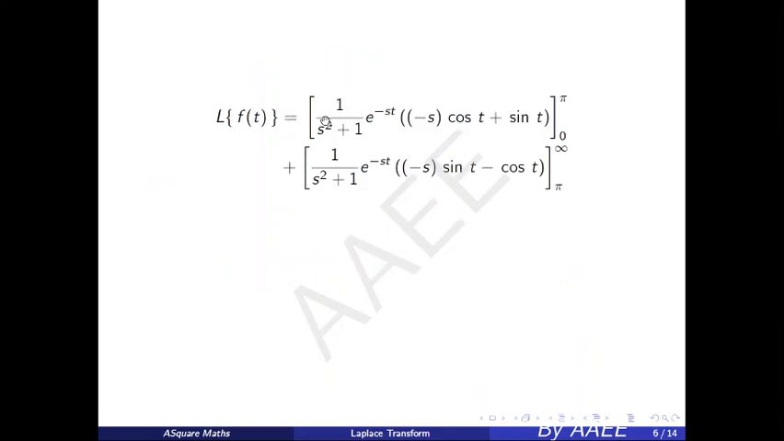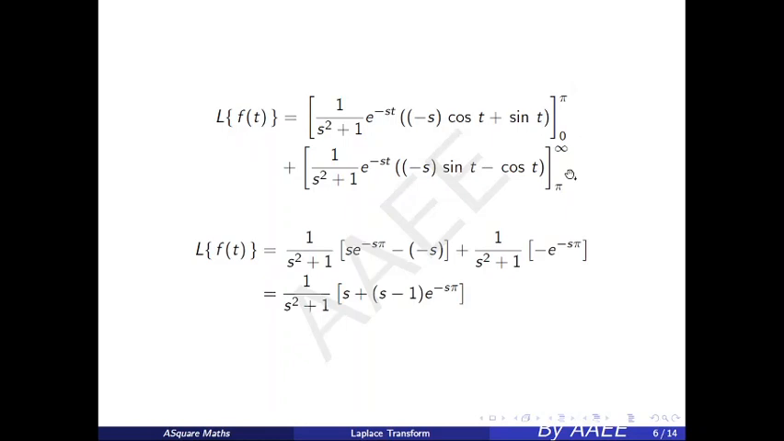So 1 upon a square, that is s square, b square is 1, e raised to minus st, a is here is minus s cos of t plus sin of t, limit will be from 0 to pi, plus second integral is similarly 1 upon s square plus 1 e raised to minus st minus s sin of t minus cos of t, and limits will be from 0 to infinity as in integral. Now this 1 upon s square plus 1 is common in both, so we will take outside.